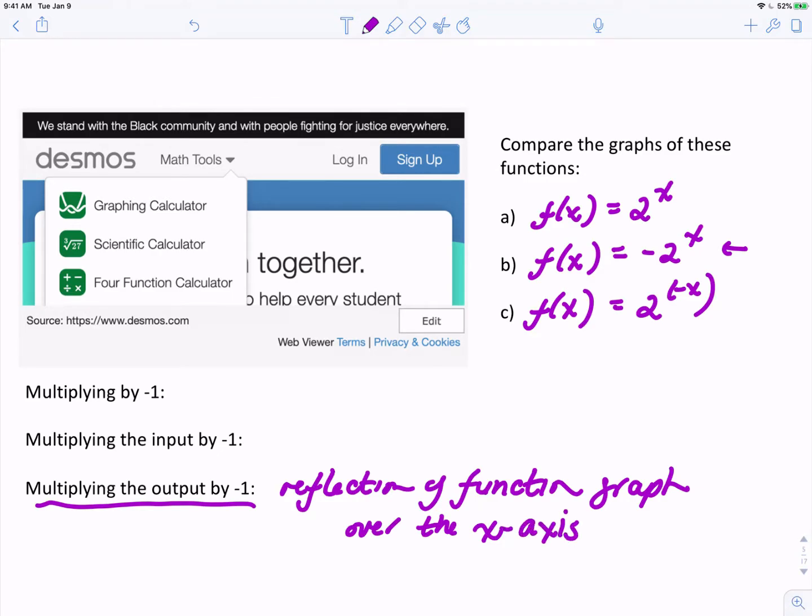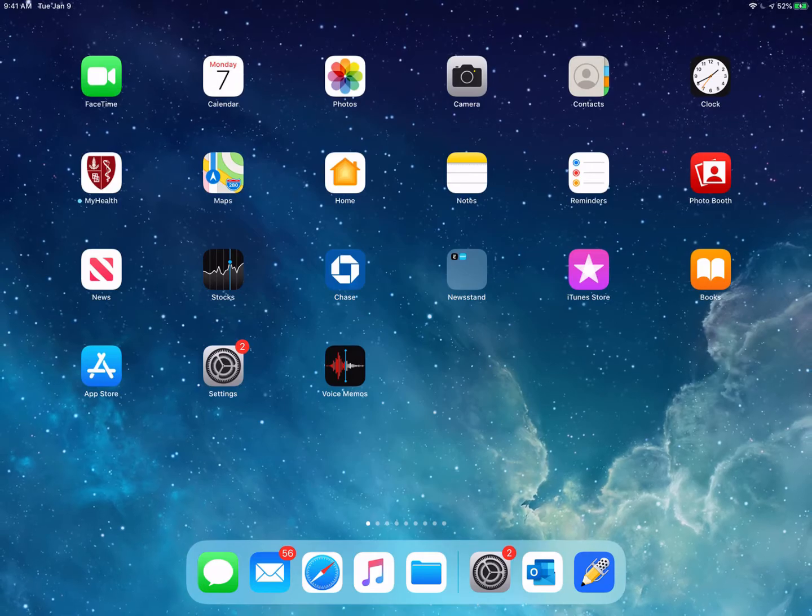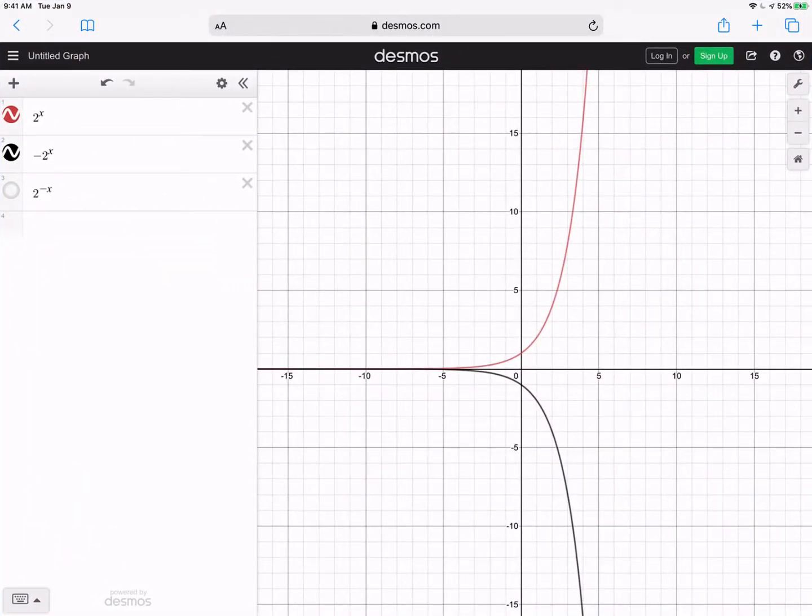The next transformation we're going to look at is what happens when we multiply our input by -1. So remember, our input is x. So what happens if we multiply x by -1? What is the graph of f of x equals 2 to the -x going to look like? All right, so let's take a look at that. So here's our original function, and what we're going to graph now is f of x equals 2 to the -x.